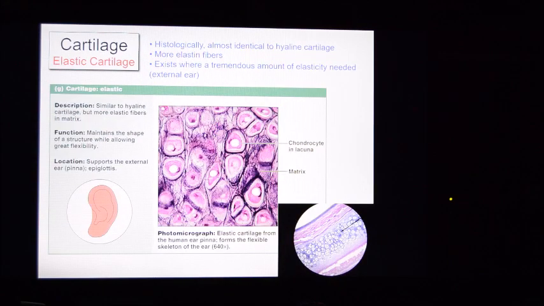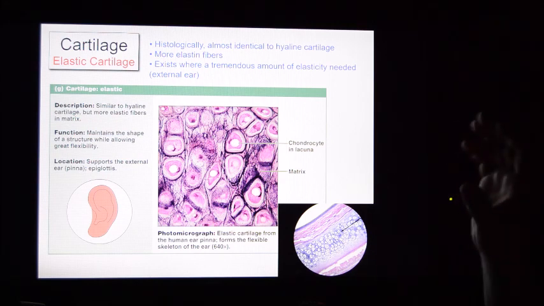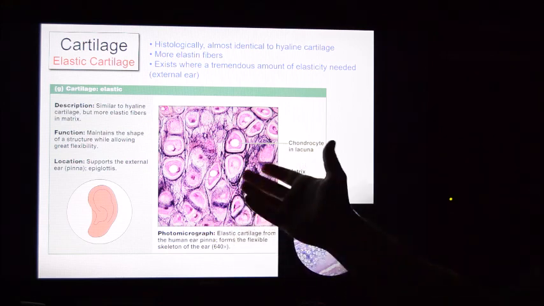And then there's elastic cartilage, super rare by comparison, only found in your ears and your epiglottis, the epiglottis being a little flap that closes off your windpipe, your trachea, when you swallow. Elastic cartilage is far more flexible, as you would expect.